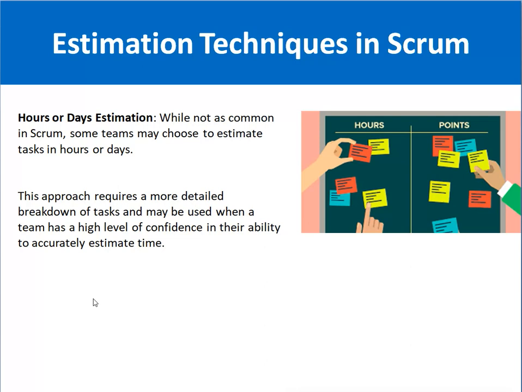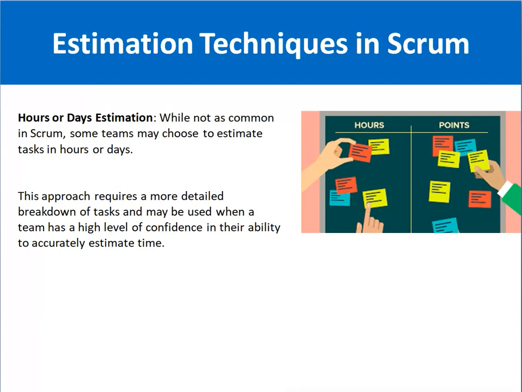However, in the hours or days estimation, what we do is a detailed breakdown of the task, and based on the confidence level or the ability to accurately estimate the time required for each user story or feature set in a product backlog. So this technique is based on hours or days. For example, we break the efforts down in detail for a user story, and then we can realize that, for example, 5 days are required to complete this user story.